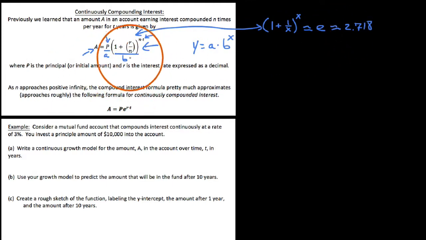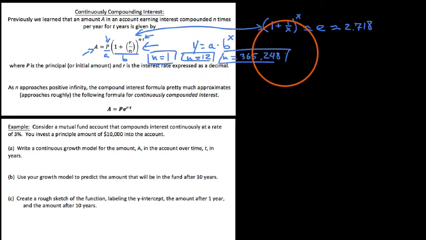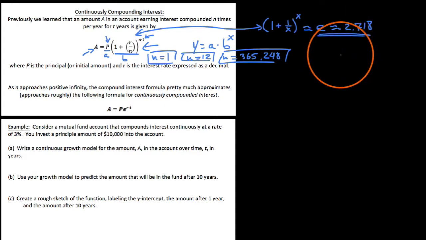So that is to say, let's imagine we have an account that compounds one time per year. That would mean that our n is 1. If we compounded monthly, that would be 12 times in a year. If we compounded daily, we would say that n could be 365.248-ish. But what if I were to say we compound every second of every minute of every day? Then we would say that n would become so large that we couldn't assign it a number, but what we could say is that this formula right here would actually approach this number e as n gets larger and larger.